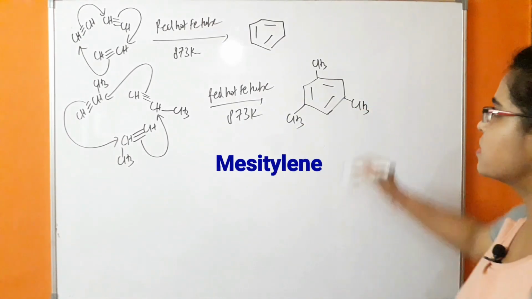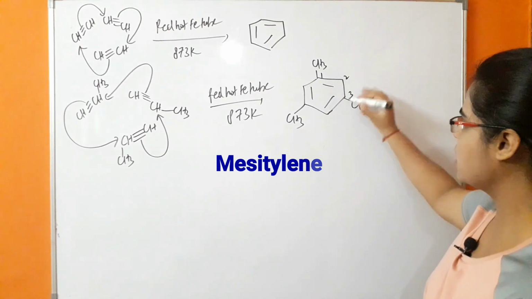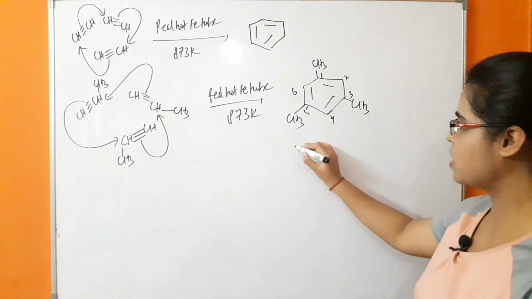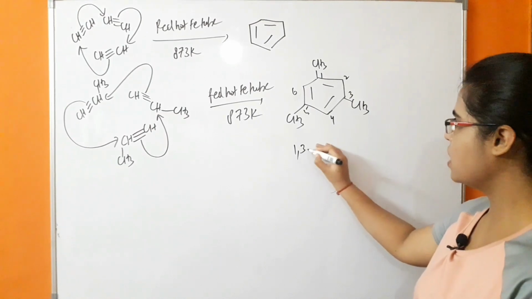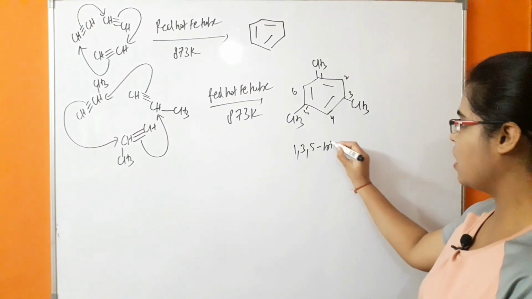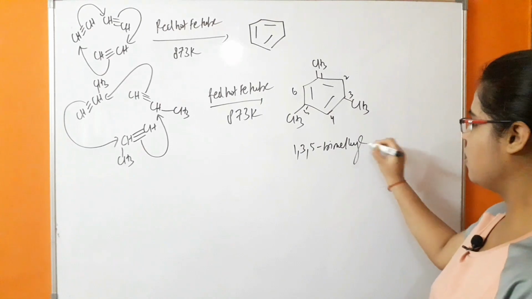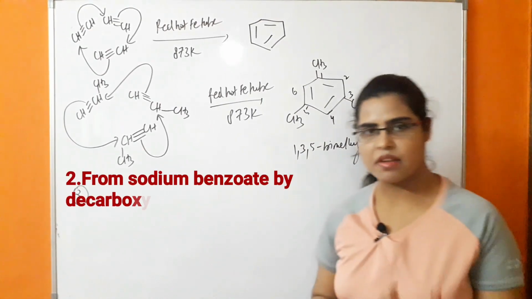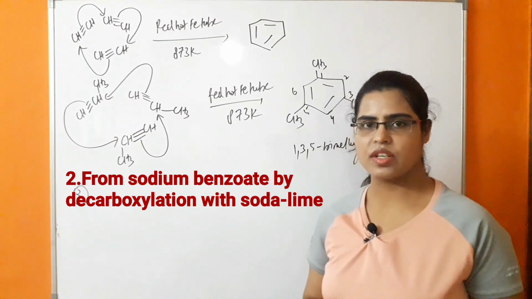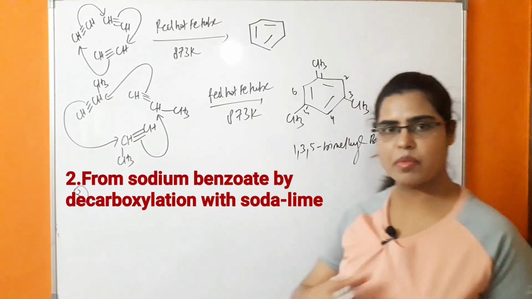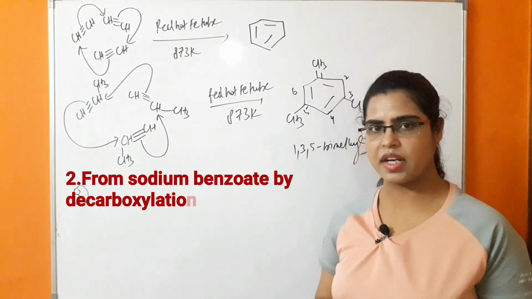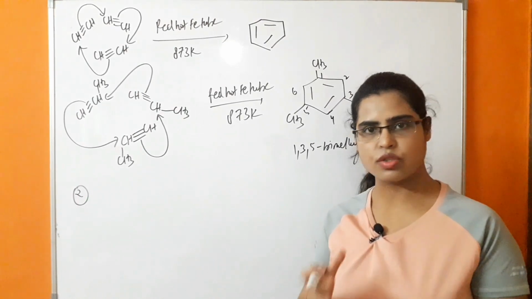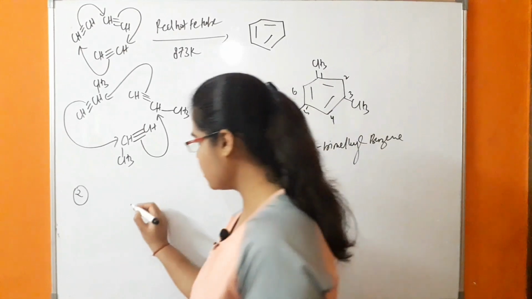What will be the IUPAC name? Numbering 1, 2, 3, 4, 5, 6. So what will be the IUPAC name? 1,3,5-trimethyl benzene. Next reaction is decarboxylation. We have studied decarboxylation. So what is happening in this case? There will be removal of carbon dioxide. This reaction is taking place in the presence of soda lime. So what is happening in this case?